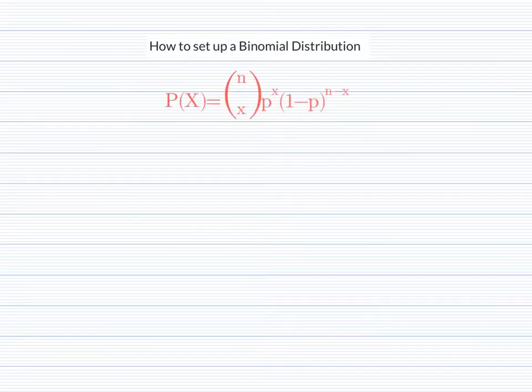All right, so the formula says the probability of x successes occurring is equal to n choose x, which is really nCr, times the probability of a success to the number of successes power, times 1 minus the probability of success to the number of trials minus successes power.